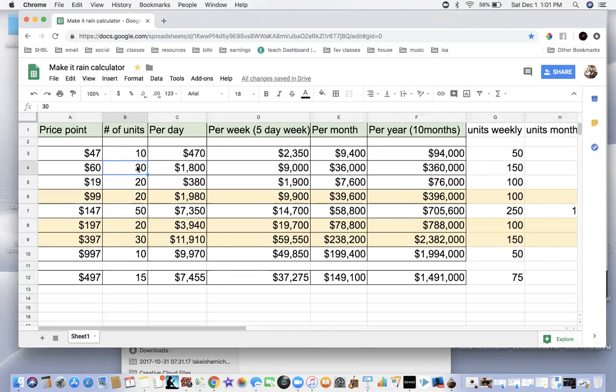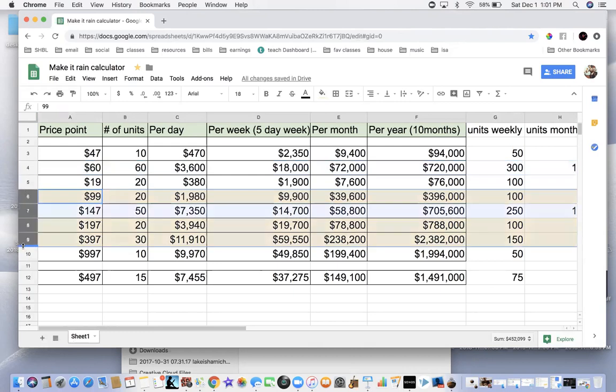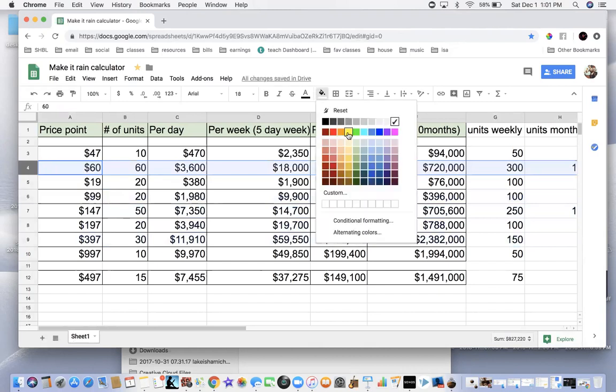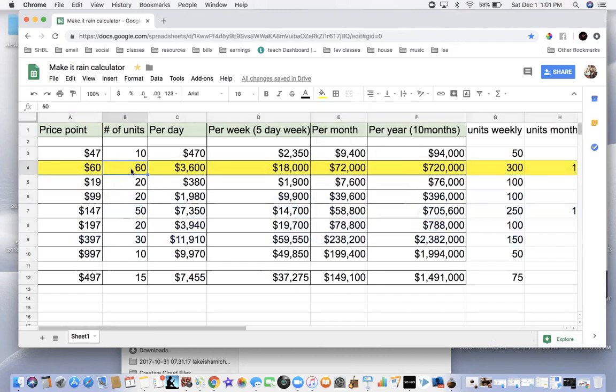How many people do I want to sell this course to? Because I'm going to do a course for $60. So maybe I want to do 60 people, right? We're only looking at this row. If I make a course for $60, I know that selling a $60 course to 60 people will give me $3,600.